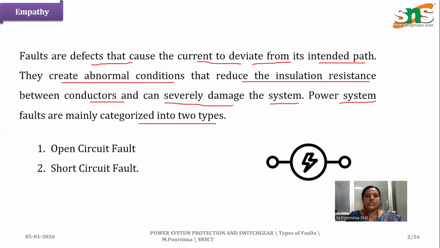So we know what a fault is. When a defect causes the current to deviate from its intended path, it creates an abnormal condition which reduces the insulation resistance between the conductors, and several damages occur to the systems. Here we have two types: one is open circuit fault, the next is short circuit fault.